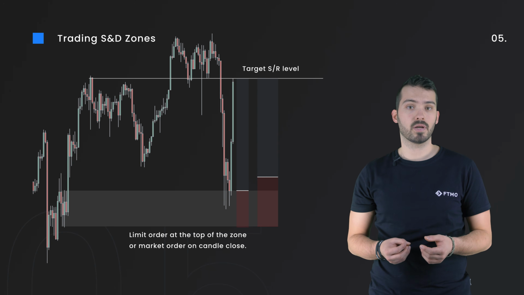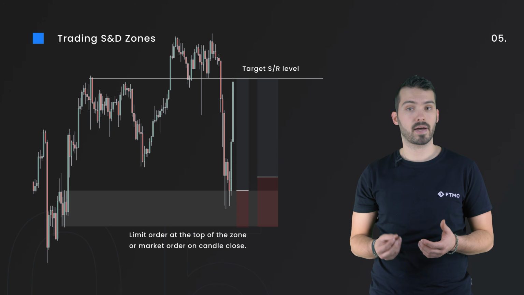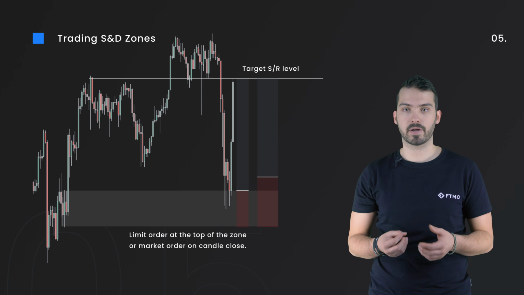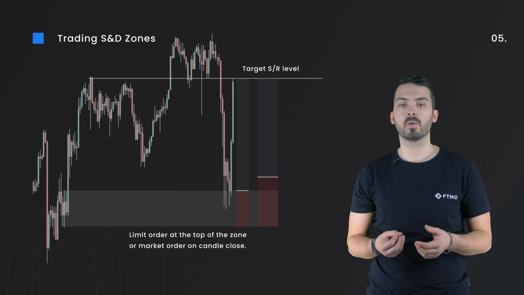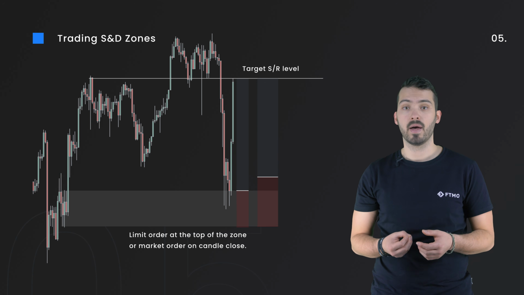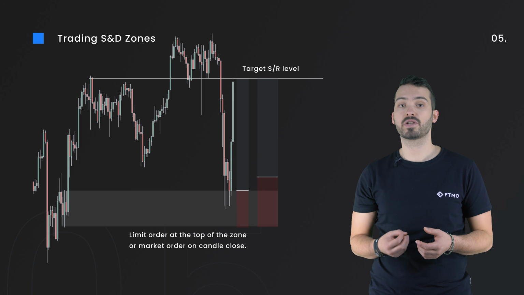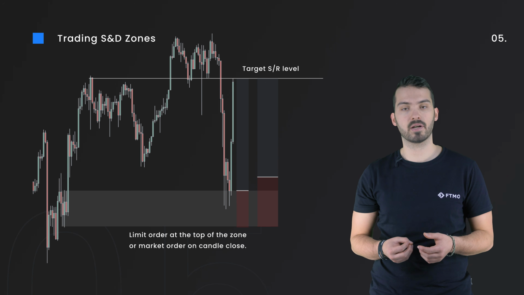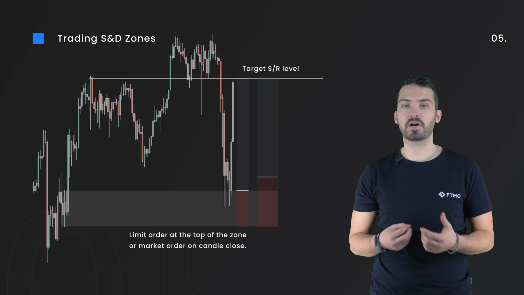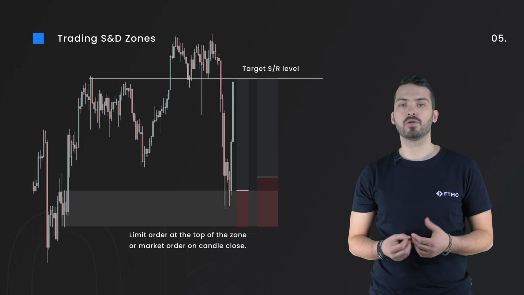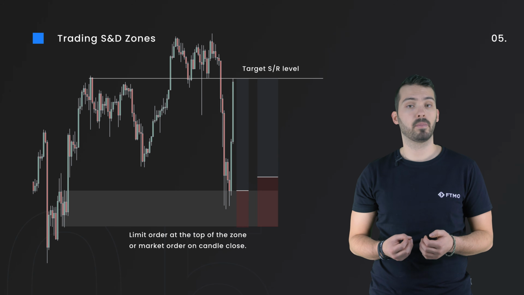The second approach is to wait for the initial reaction and enter with a market order. Your stop loss should always go to the other side of the zone, and you can target the next supply or demand zone or support and resistance area. Entering the market is entirely up to your approach, and you should test what suits your trading style best.